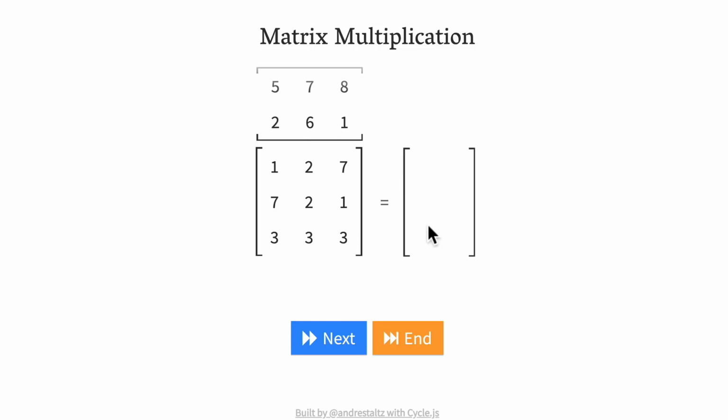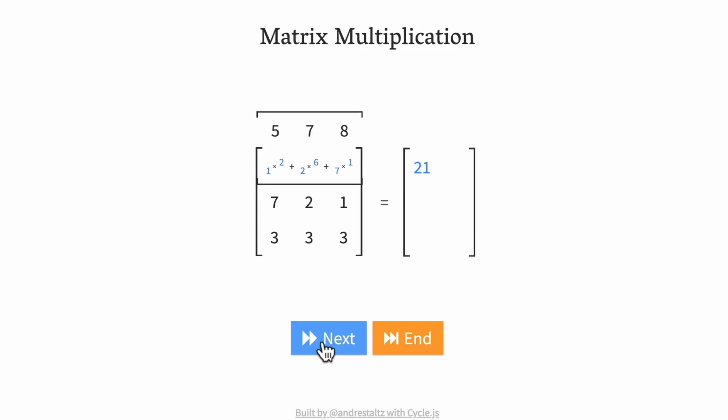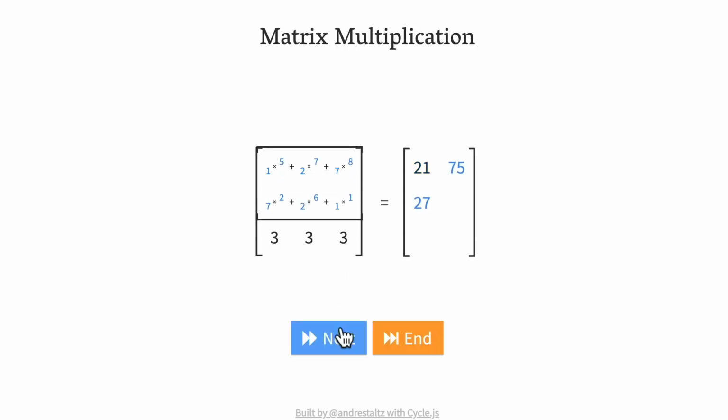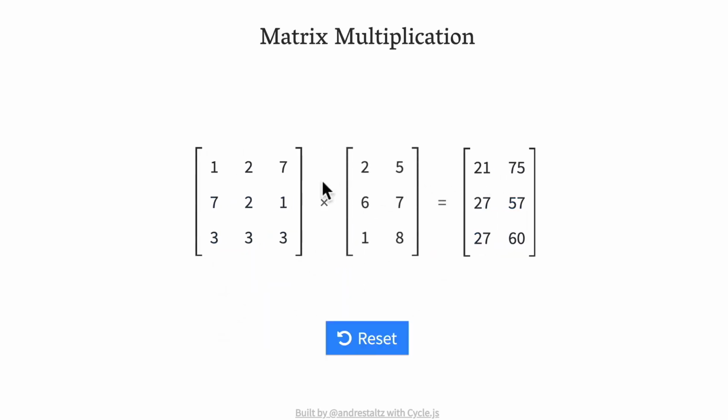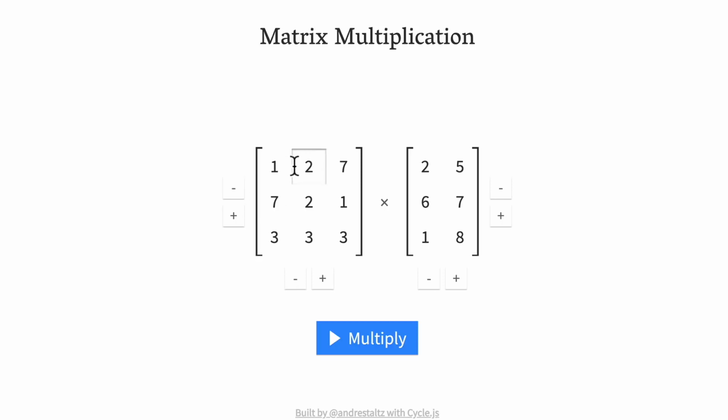Whoa, that tensor just came up there and jumped on top of that. And then if we go through, we go 1 times 2, 2 times 6, 7 times 1. So that's 2 plus 12 plus 7. How did this get to 21? We might try a different set of numbers. Maybe our matrix multiplication demo is busted.